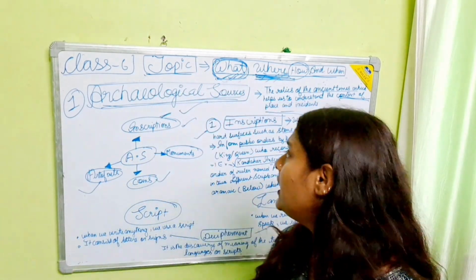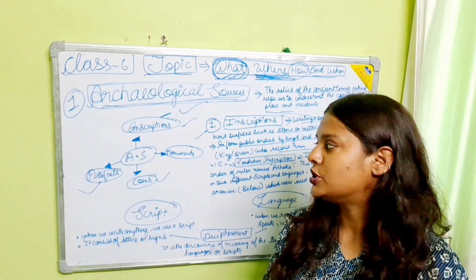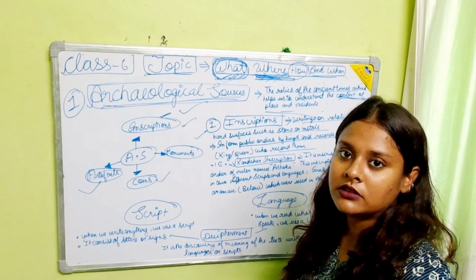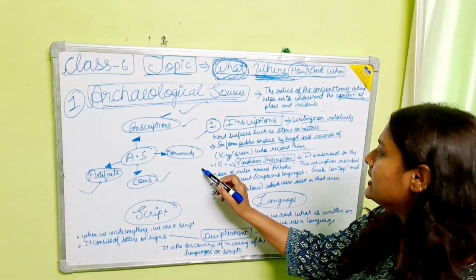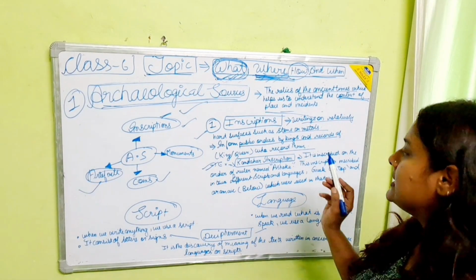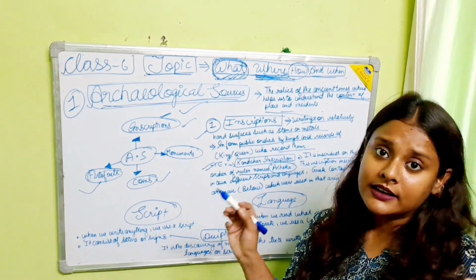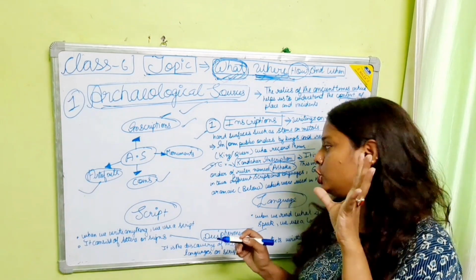Okay, this can be done by the king and queen. On their order the inscriptions were being written, or by any religious priest. After that, there is one example given in your NCERT, that is the Kandahar inscription. It is inscribed on the order of the ruler named Ashoka.